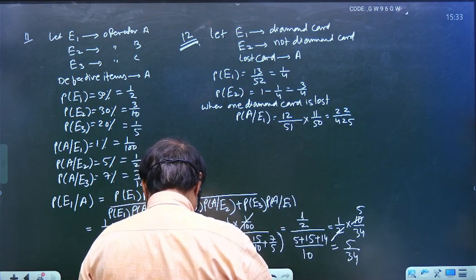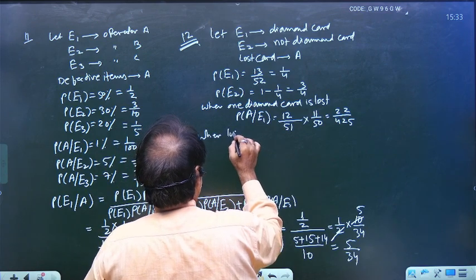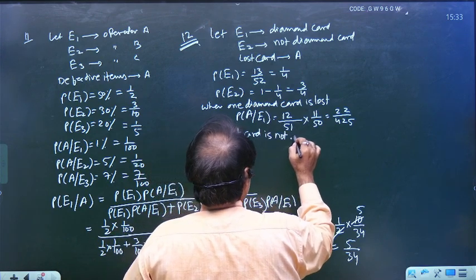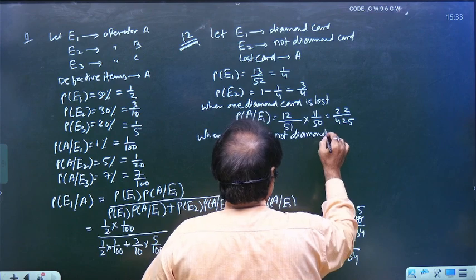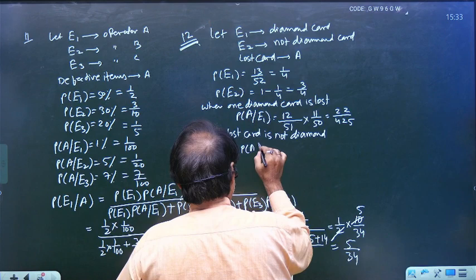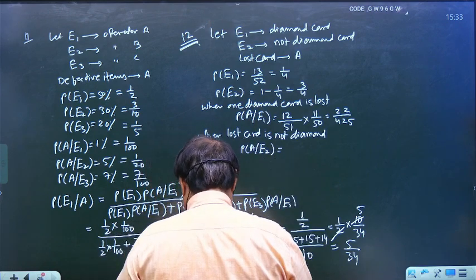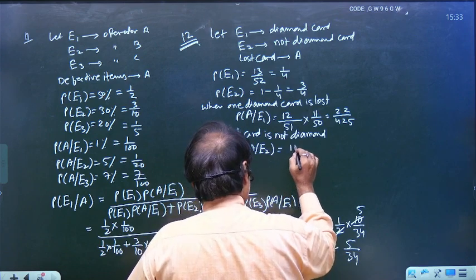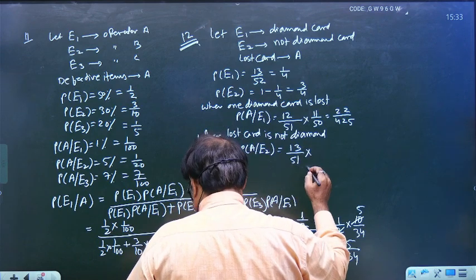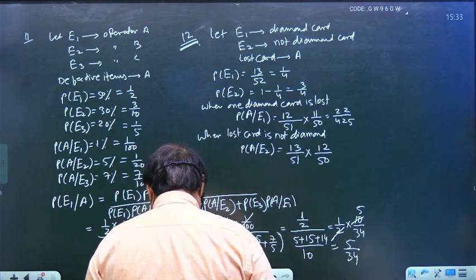Okay, now when the lost card is not a diamond, some other card is lost. Okay, so probability of A by E2. So of course there will be 13 diamond cards and one card lost, so 51. Then for the second draw it will be 12 upon 50.